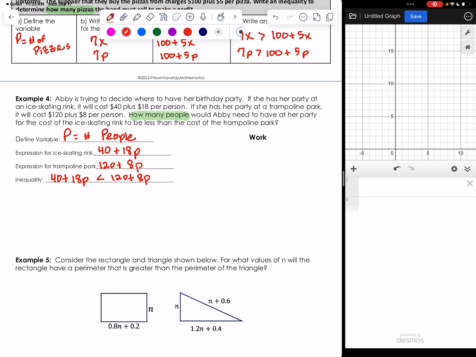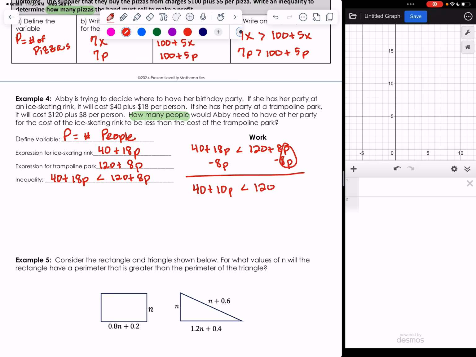Now, in this problem, they actually want you to solve it. So I'm going to come over here and write this inequality one more time: 40 plus 18p is less than 120 plus 8p. I'll start on the right side, and I need to remove that 8p. So I'll subtract 8p from this side and subtract 8p from this side. So 40 plus 18p minus 8p is 10p, and that's less than 120, and this zeroed out.